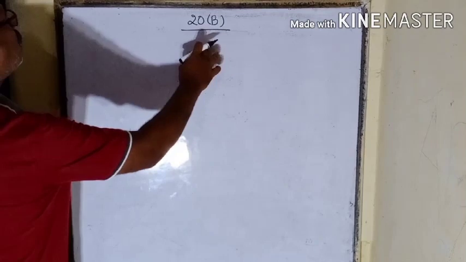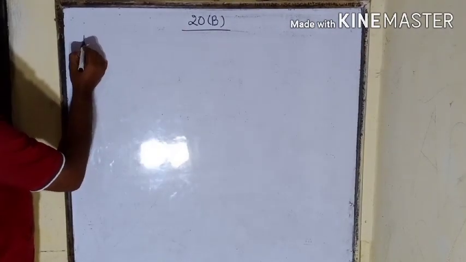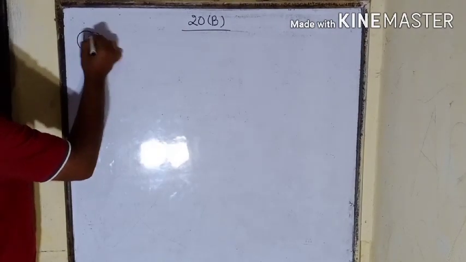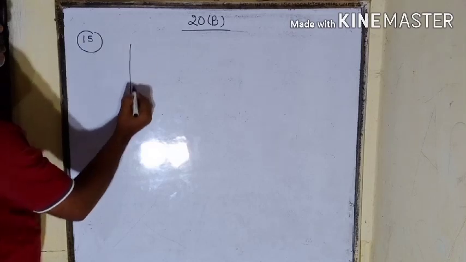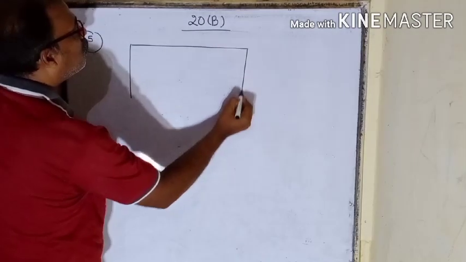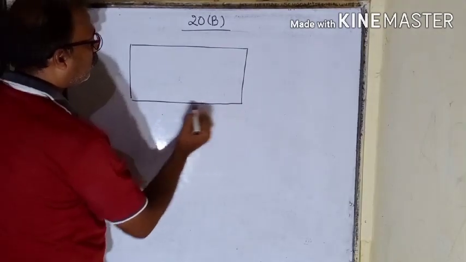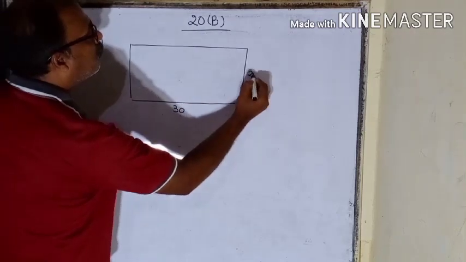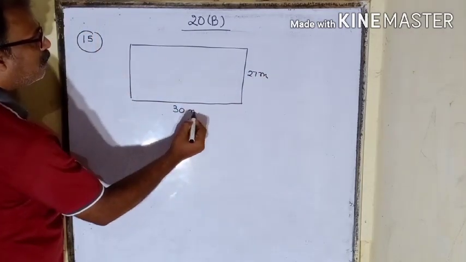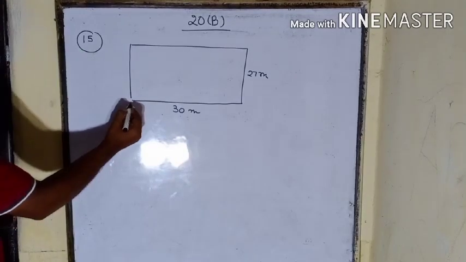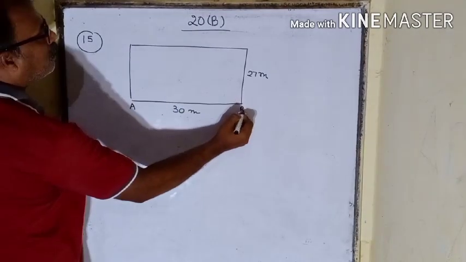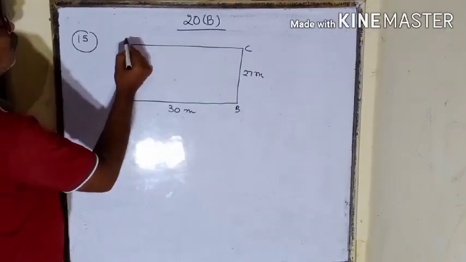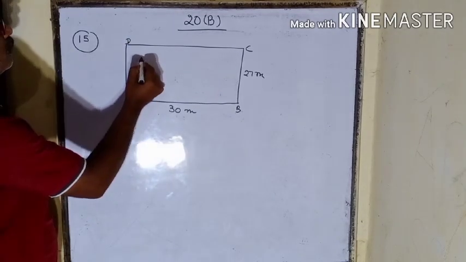So again we are in exercise 20b. It is question number 15. It is talking about a field whose dimension is given, 30 meter by 27 meter. We'll mark it ABCD. And then a path is running inside it.